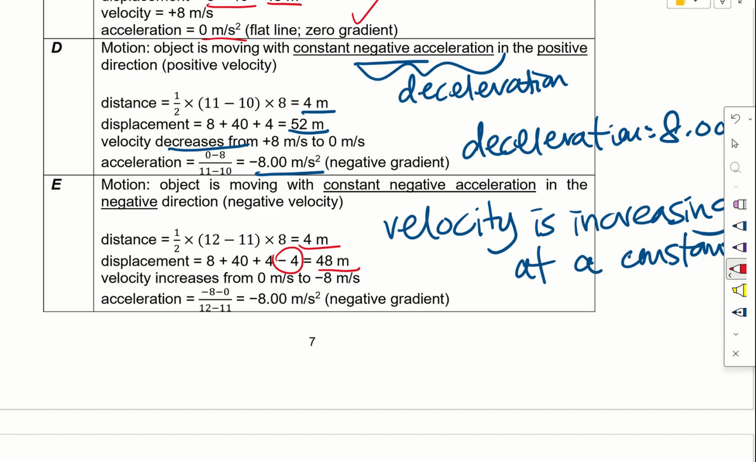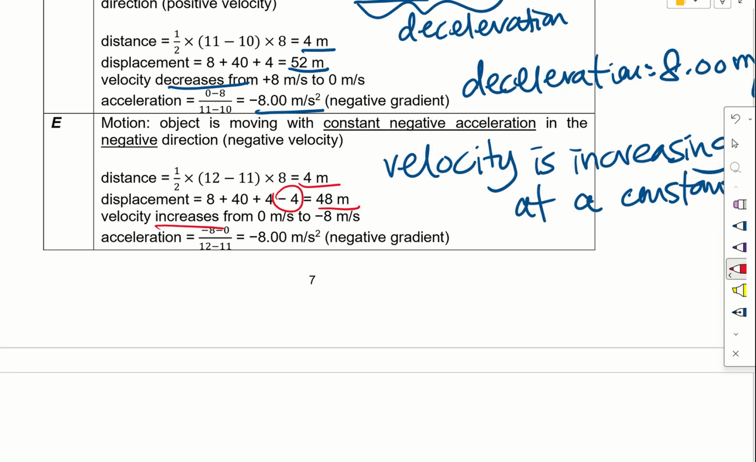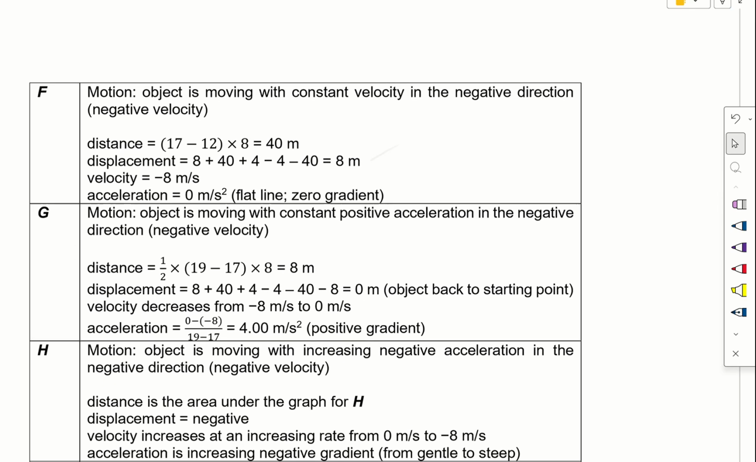Then I hope you understand this. The velocity increases from 0 to -8. Again, the negative doesn't mean that it's bad. It's actually an increase if you look at the numbers itself. And the acceleration is negative. But why negative? Because it's in the negative direction.